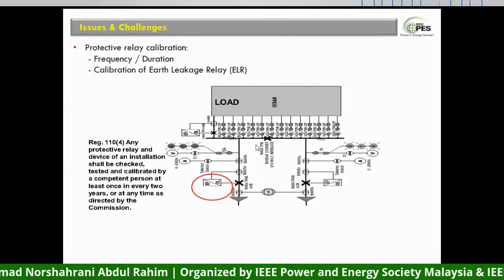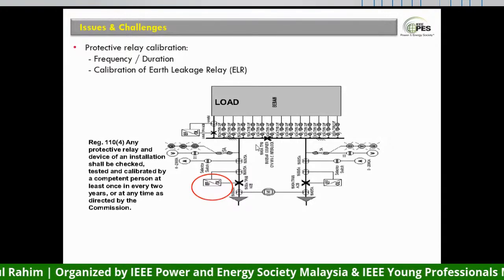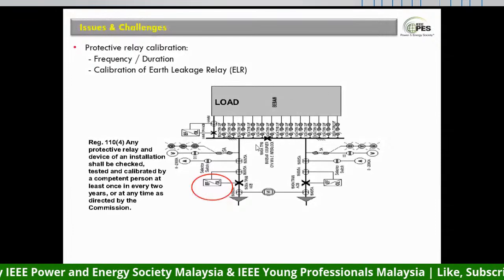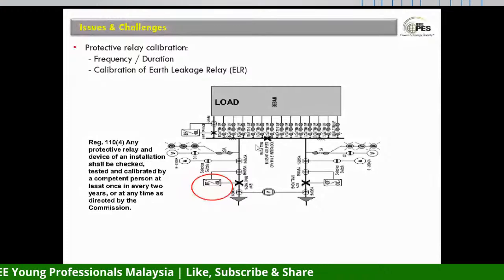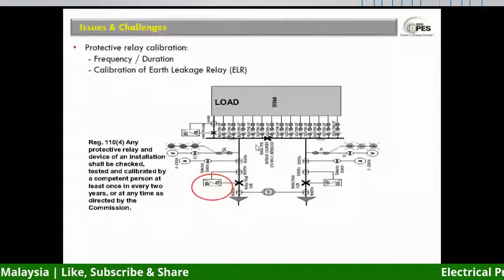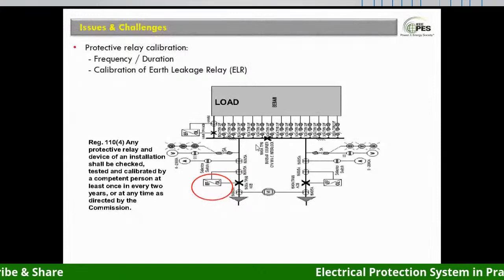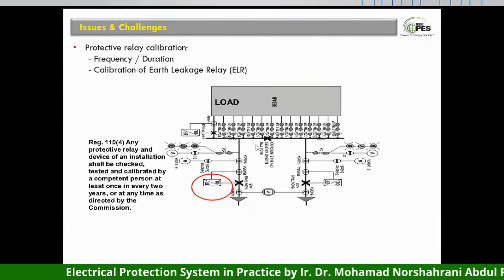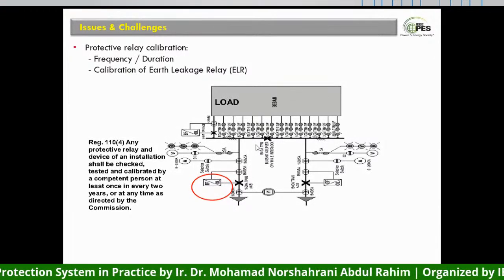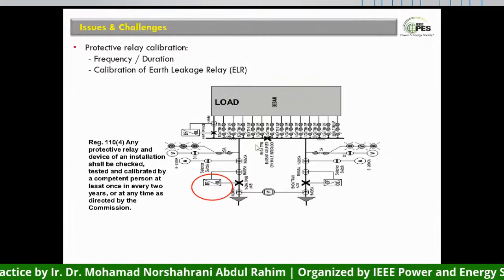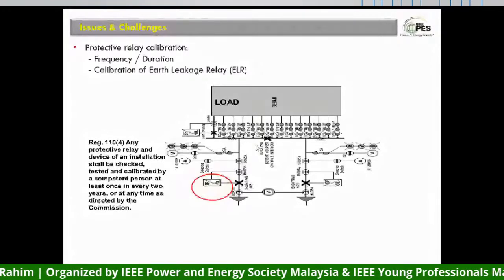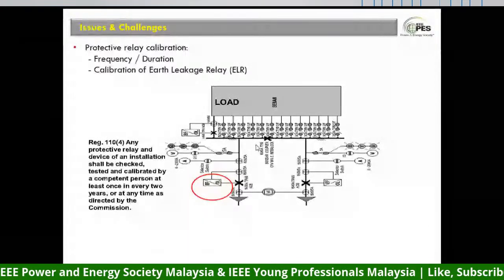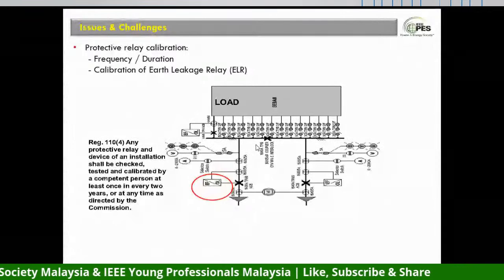If I'm not mistaken, last year some of our key players in the industry suggested to the Energy Commission to revise this 2 years duration, because it affects their operations when they want to do maintenance to test and calibrate the relays. They need to shut down the plant, which will affect the operation of their business. So in this case, I think so far the Energy Commission hasn't decided anything, so it remains 2 years.